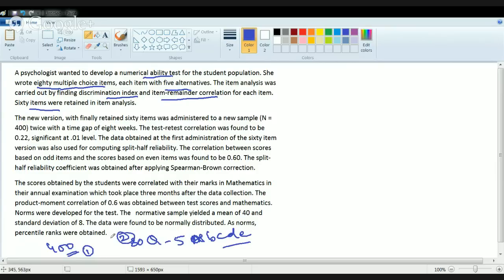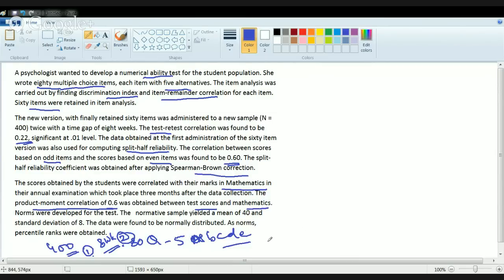Okay. Now what happens? The test-retest correlation was 0.22. The data obtained by administration of 60 items was used for computing split half. Now test-retest is basically doing one today and one after 8 weeks, and the split half is breaking it into 2. So you have odd and even. And the correlation was 0.6. Now the author says that on this correlation you are trying to apply the Spearman-Brown correction. Okay. And finally he says that whatever marks are obtained are correlated with the mathematics examination, and the product moment correlation is 0.6 between test scores and mathematics.